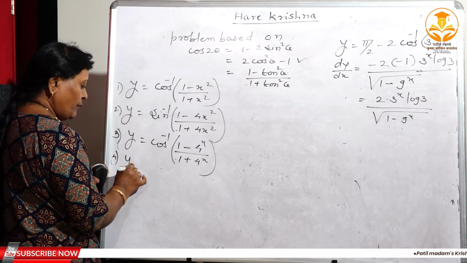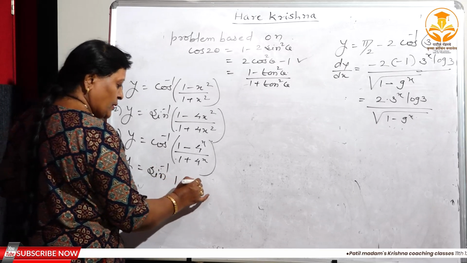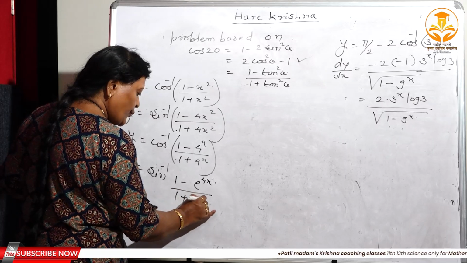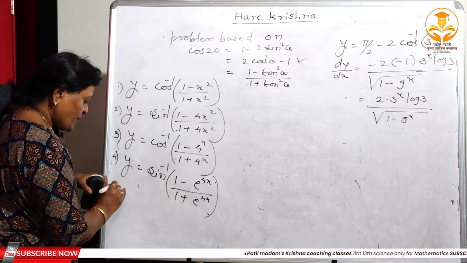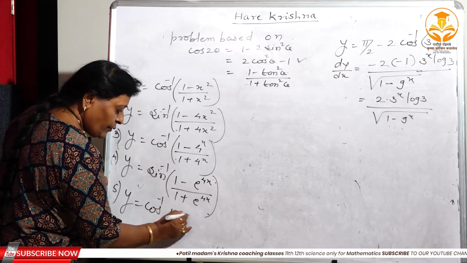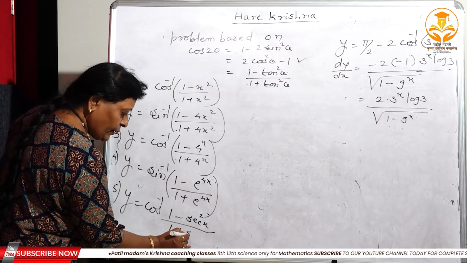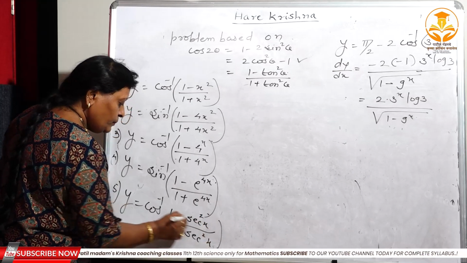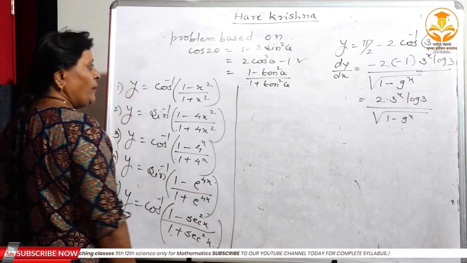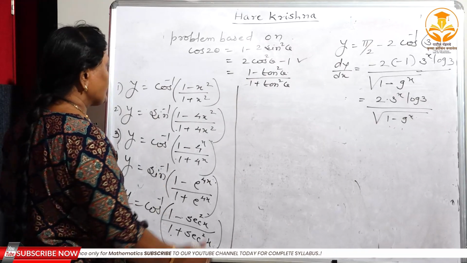Fourth one, y is equal to sine inverse of 1 minus e raised to 4x upon 1 plus e raised to 4x. And the last one, y is equal to cos inverse of 1 minus sec square x divided by 1 plus sec square x, right? The problem depending upon this third formula, that is cos 2 theta is equal to 1 minus tan square theta divided by 1 plus tan square theta.